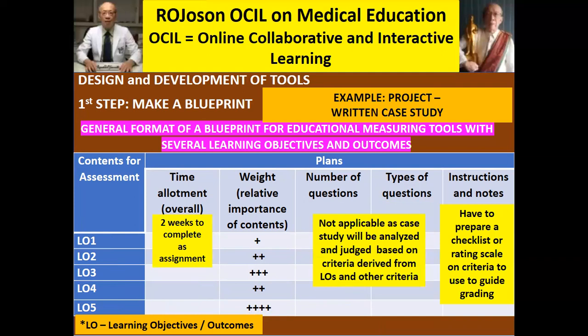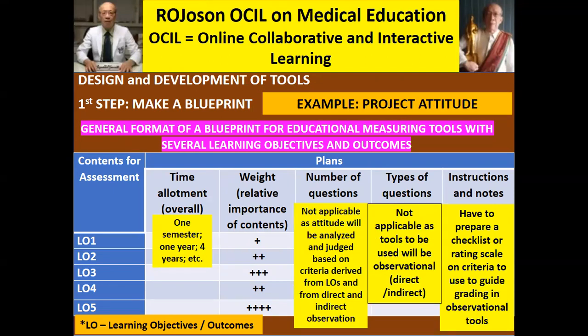For a written case presentation, example, time allotment, 2 weeks to complete as an assignment, then the relative weight for each of the learning objectives. Whereas the number of questions and type of questions, this is not applicable here. It just has to be noted down as not applicable, as this is a case study and this will be analyzed or judged based on criteria derived from the learning objectives and other criteria. An example of a note here will be have to prepare a checklist or rating scale on the criteria to use as a guide in the judging.